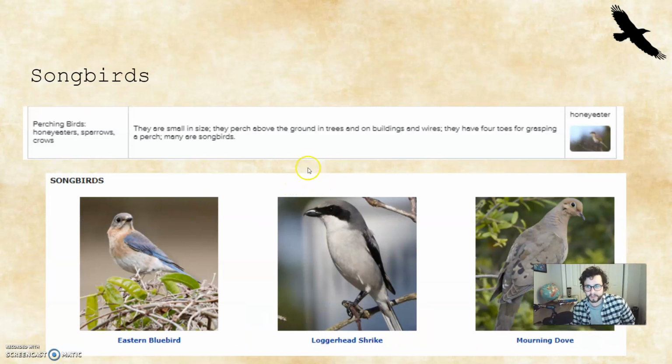And we have our perching birds, or our songbirds. This group has the most variety of any of the orders. They're really complex songs that they sing and use for different purposes. Eastern bluebird would be a great example of that.